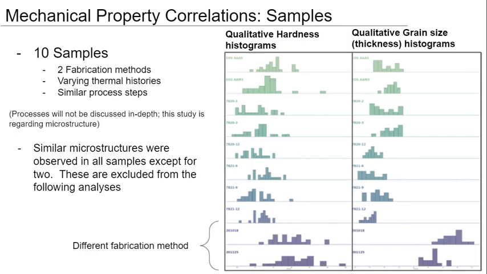So both of those metrics were used to try to define microstructure property relations in this material. We had 10 samples of this hydrogen refined Ti-6-4 and 2 different AM fabrication methods. I will not talk about processes here because the point of this study was microstructure property relations. And in general, you can see all these have very similar values.